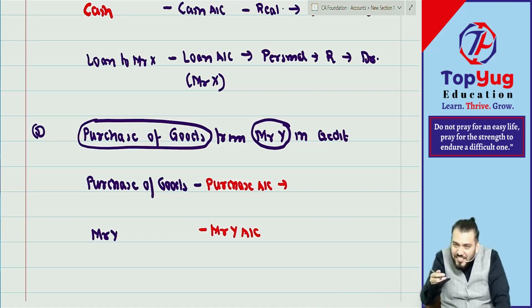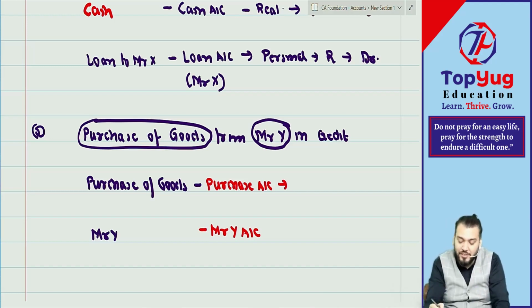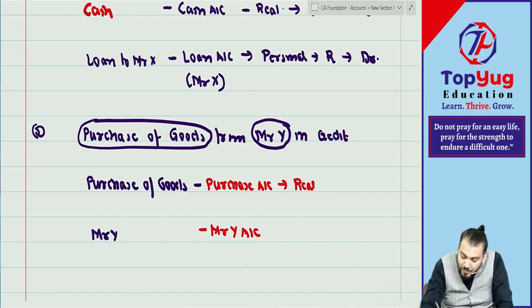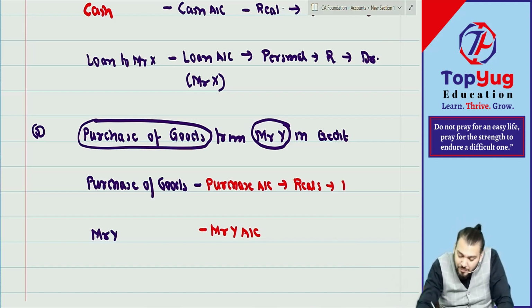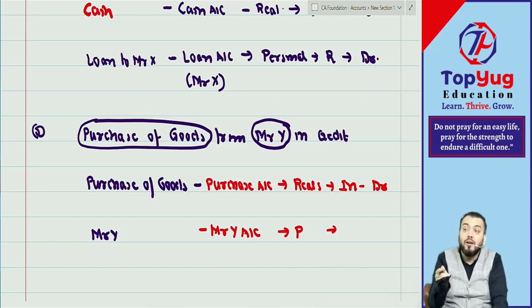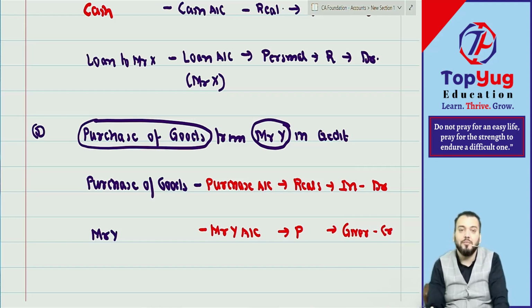Now tell me. Purchase goods. It represents goods. Goods is what? Asset or not? Asset means what? Real account. Are you getting what I'm saying? So can I say it becomes real? Tell me, goods is coming in or going out? Purchase goods. Goods is coming in or going out? Coming in. Therefore it will be debited. Mr. Y, which account? Personal account. Tell me, Mr. Y is receiver or giver of goods? So debit the receiver, credit the giver.